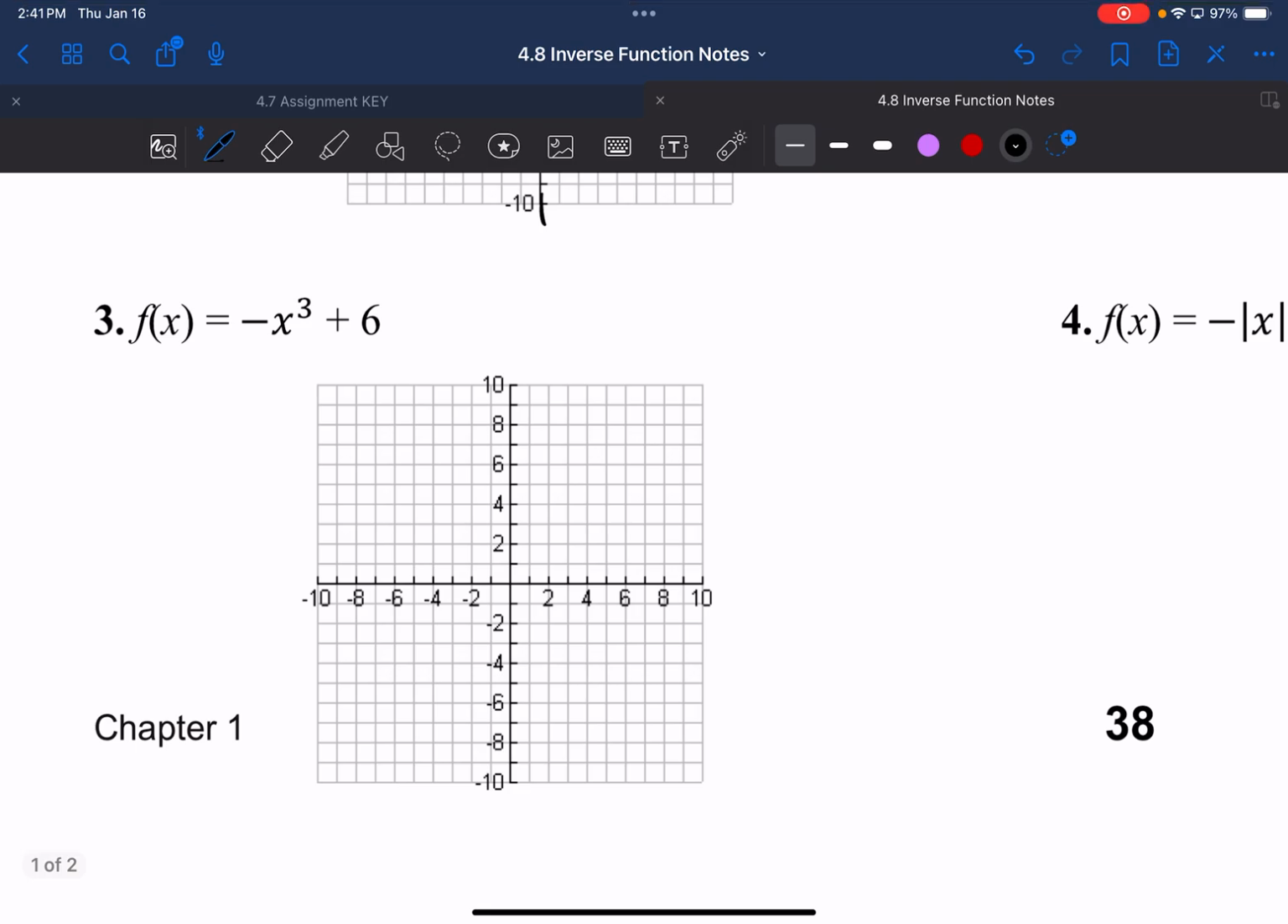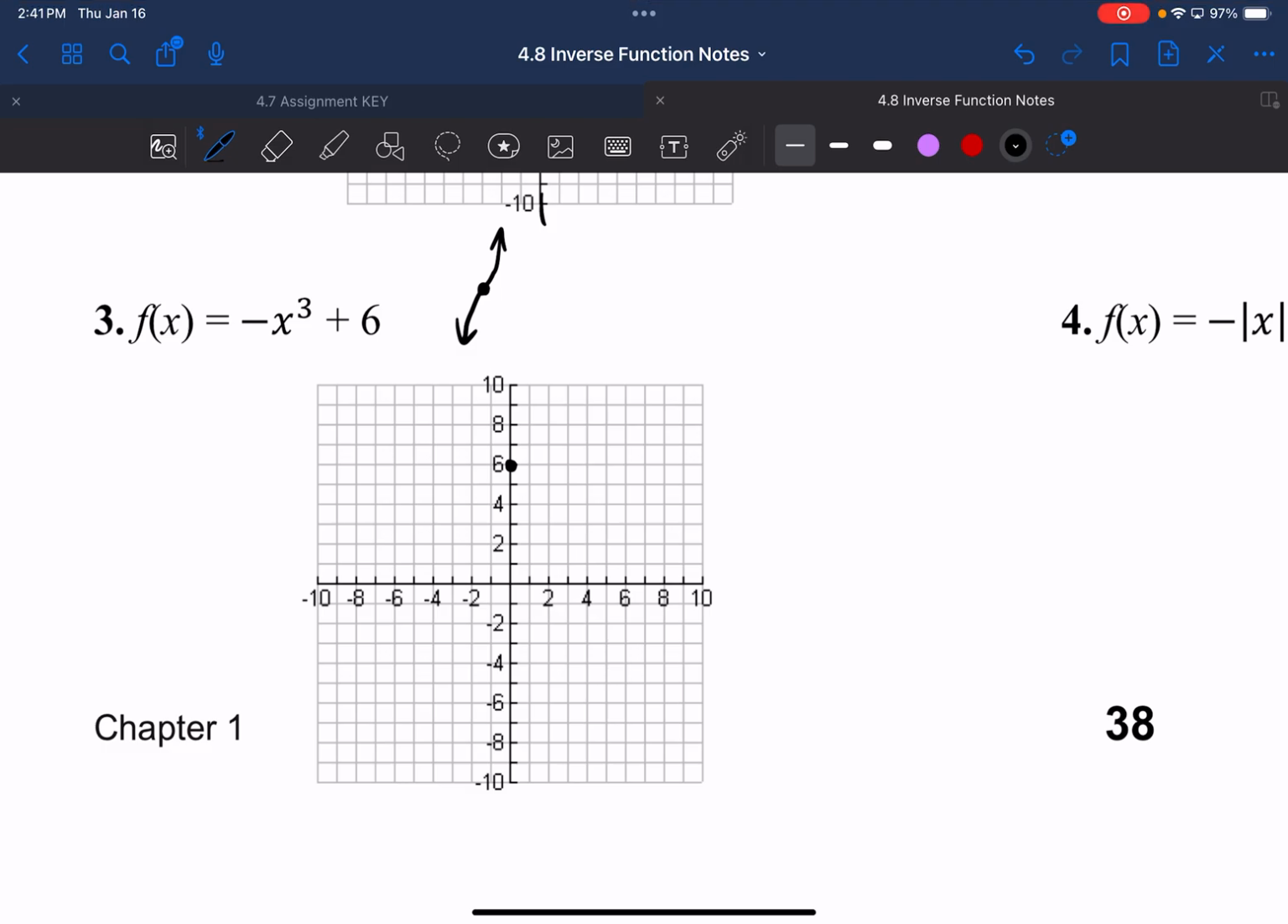What about for number 3? What's the parent function on number 3? Cubic. Very good. So we know our cubic function looks something like this, right? Normally has a point right here at 0, 0. But what do we know about this function? Shifted up 6. So that normal 0, 0 is now at 0, 6. What else do I know about this function?